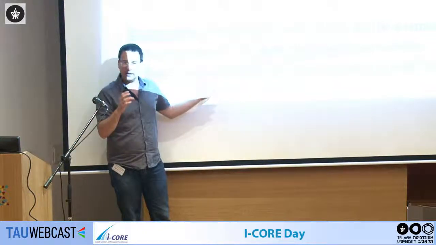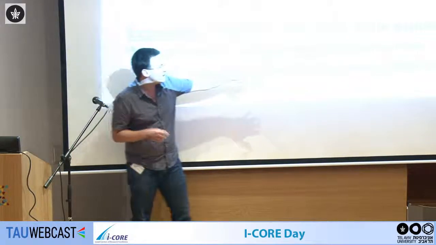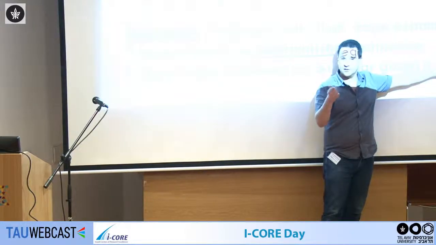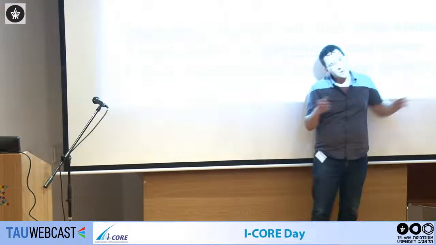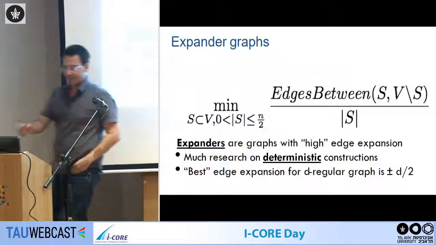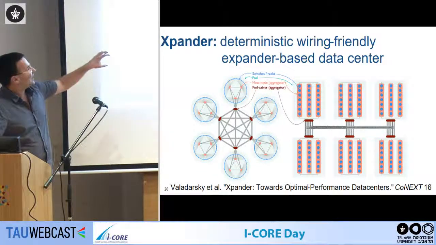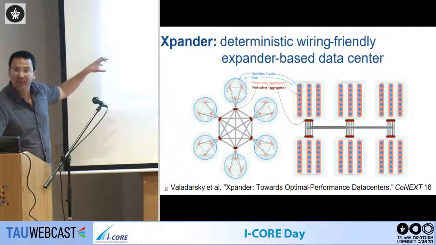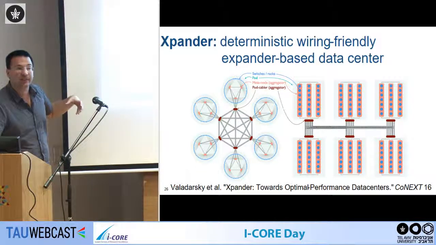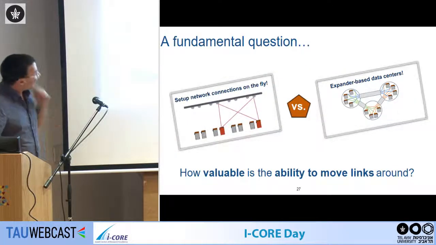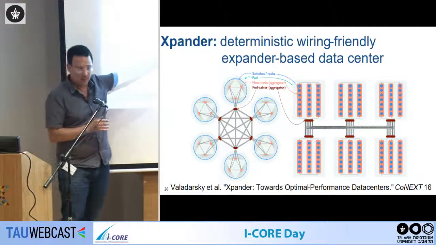What's high? It's quite easy to show that you can't do better than d over 2 if the graph is d-regular, that is, if every node has degree d. And you can actually get very close to d over 2. There's a lot of research on deterministic constructions. And actually, a paper that we published last year was exactly aimed at leveraging these deterministic constructions of expanders to present something that's cabling friendly, that we believed we could actually get deployed. And this is something that we're still promoting. Back to our question. So now we have a candidate topology.